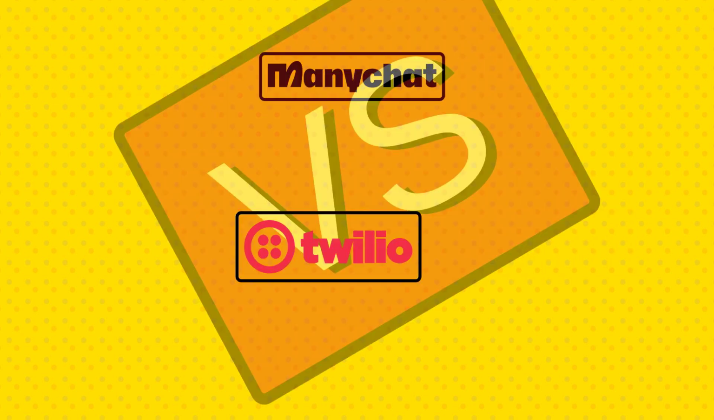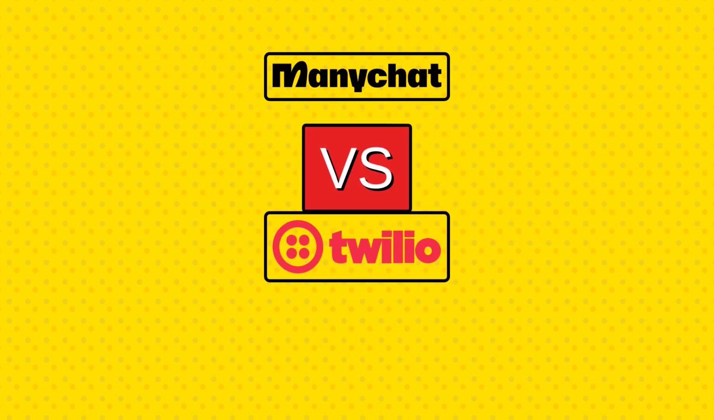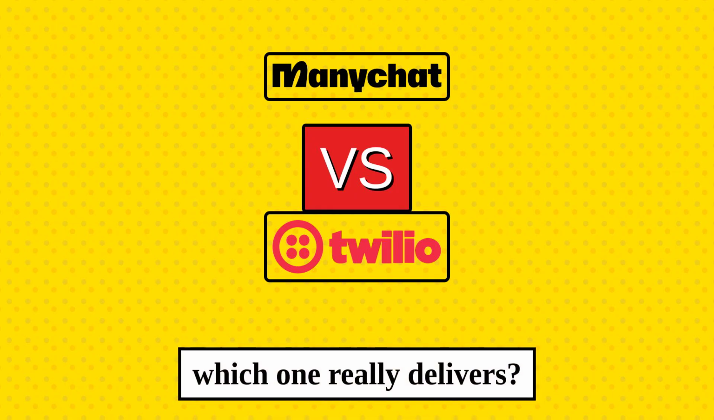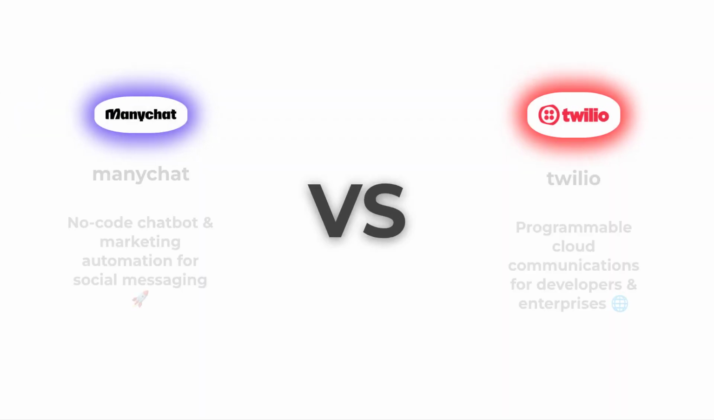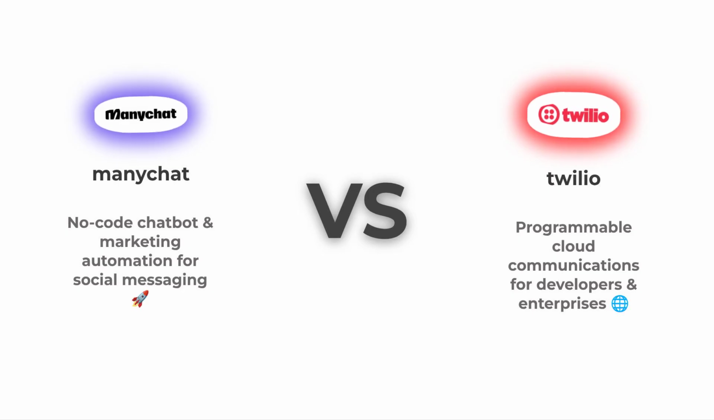Two major messaging platforms, one built for marketers, one powering global scale communications. Which one really delivers? On the left, ManyChat, no-code chatbots and marketing automation for social messaging. And on the right, Twilio, programmable cloud communications for developers and enterprises.